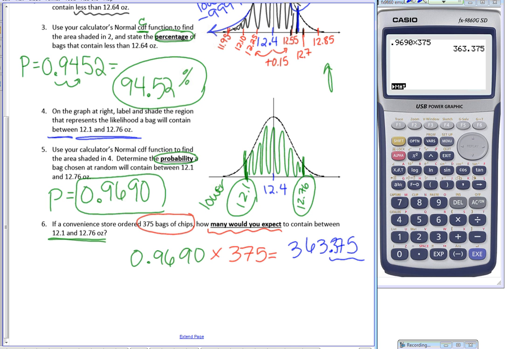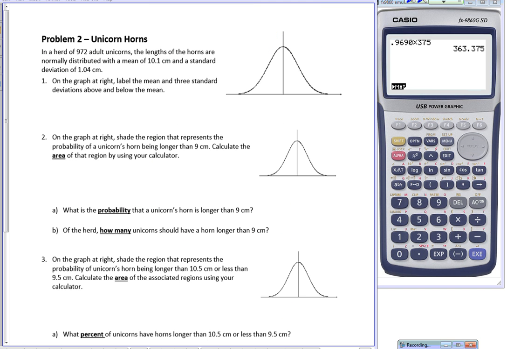For some things, you can have a portion of something. Like if we wanted to know how many pounds of potatoes to order, we can order a portion of that. But for bags of chips, I would probably round this to 363 bags. Again, if you had rounded up or down, it probably wouldn't have made a difference in the question. We're not usually that particular. But we should have a whole number of bags of chips.